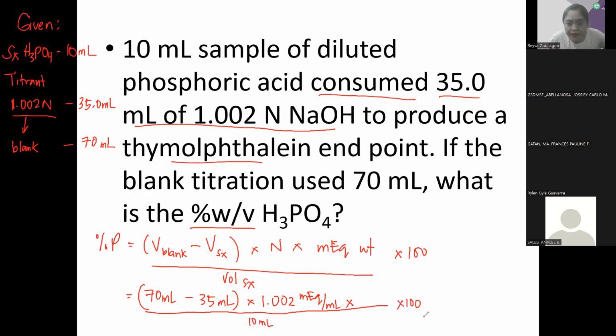Times 100. Okay, so before we can proceed with the computation, let us first compute for the milliequivalent weight. The formula for milliequivalent weight is molar mass or the molecular weight divided by F times 1000. Whose molar mass is that? It should be for the sample, so not the titrant, it's for the sample. So this is phosphoric acid.